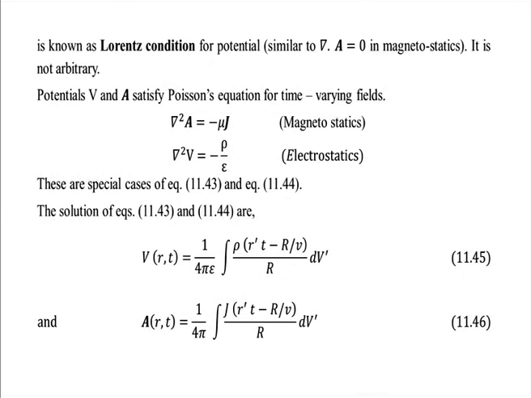Now, the scalar potential V and vector magnetic potential A both satisfy Poisson's equation for static fields, that is, Laplacian of A is equal to minus mu into J and Laplacian of V is equal to minus rho upon epsilon. These are special cases of equation 11.43 and 11.44. The solution of equation 11.43 and 11.44 comes out to be in the form of equation 11.45 and 11.46, where r and the velocity v are given as shown.